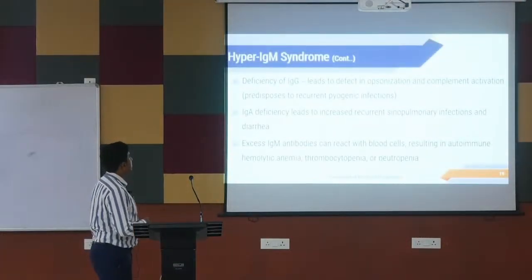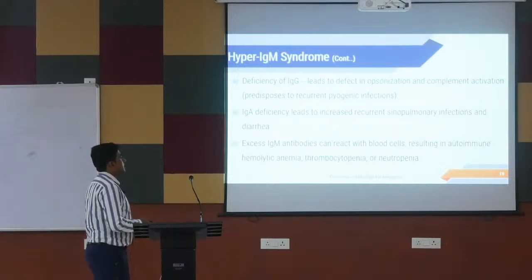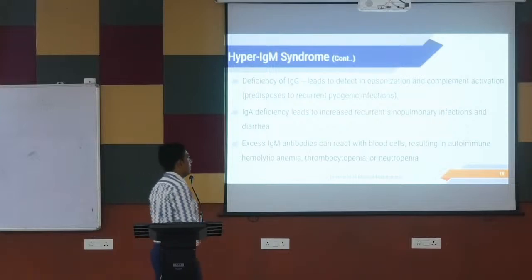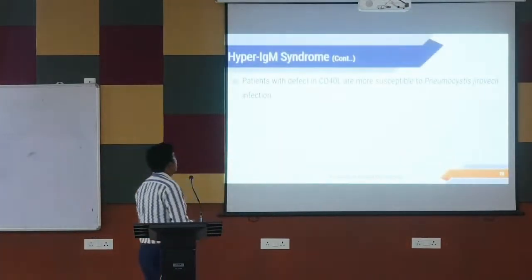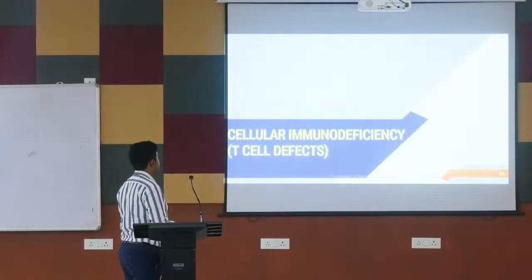আর deficiency of immunoglobulin G তে কি হয়? Leads to defect in opsonization and complement activation. IgE deficiency তে recurrent sinopulmonary infections and diarrhea, and IgM antibodies can react with the blood cells resulting in autoimmune hemolytic anemia, thrombocytopenia or neutropenia. Patients with defect in CD40 are more susceptible to Pneumocystis jirovecii infection.